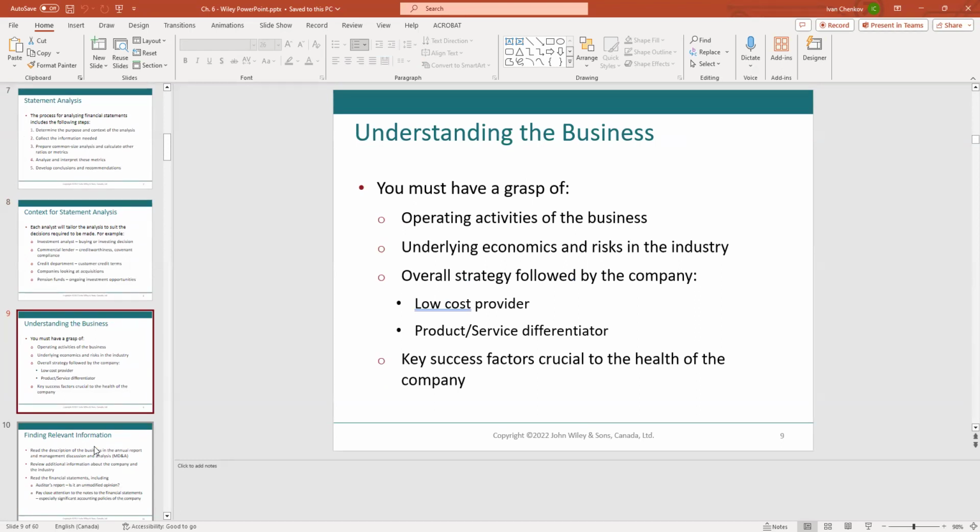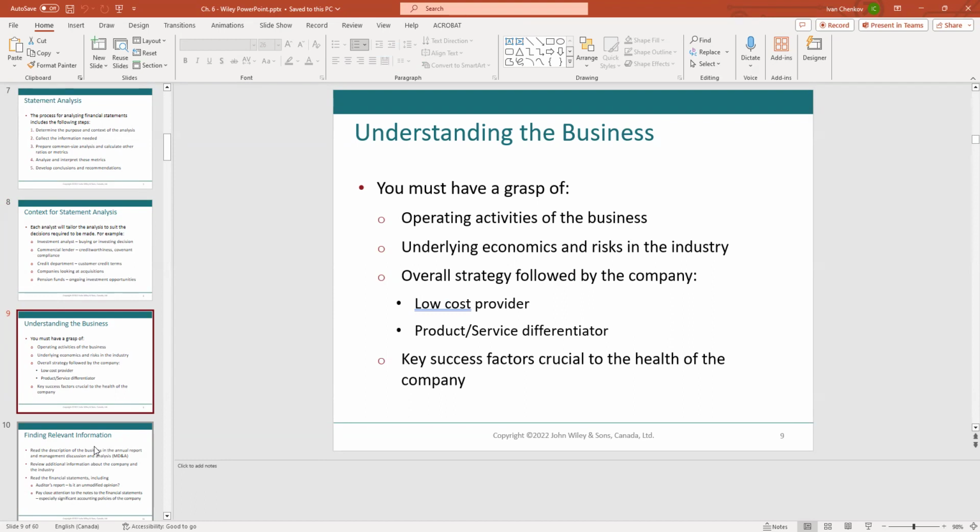So how are we going to prepare the financial statement analysis? First, see what you know about the business. Let's say you want to invest in a particular type of business, in a particular industry. Find out what you know about this business. What are the operating activities of that business? What are the current risks and the underlying economic assumptions of that industry right now?